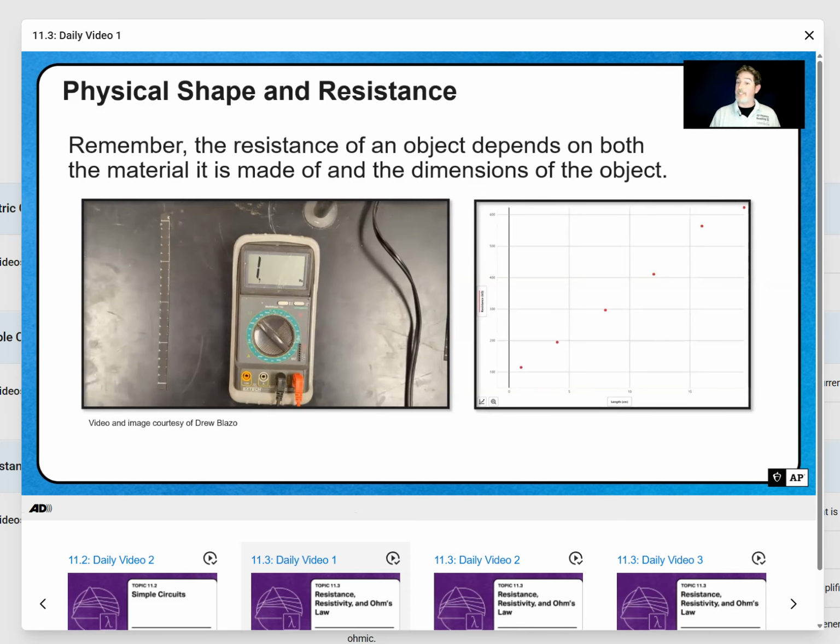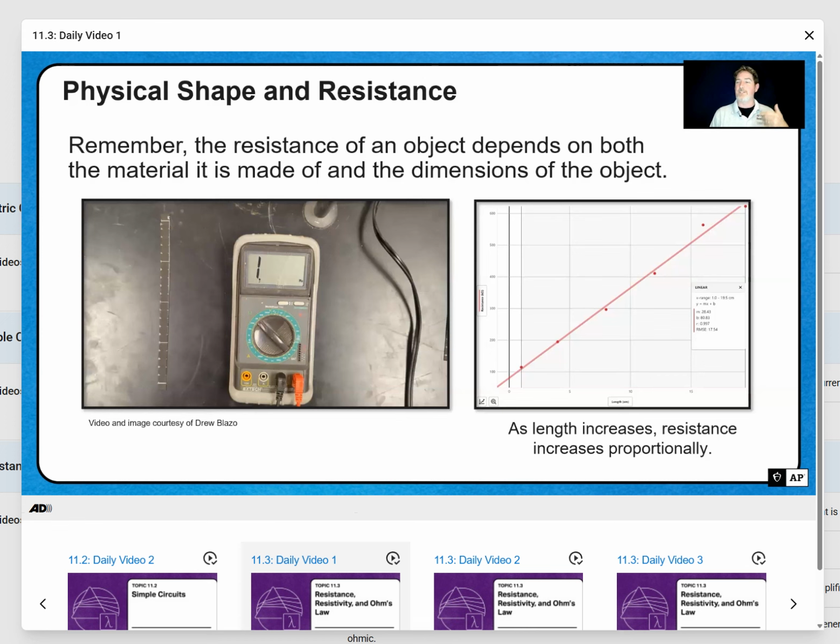If we were to plot this data and then slide a best-fit line through it, we can see it's pretty linear. And it shows us that length increases the resistance of a material. So the longer the distance that the electricity has to flow through the material, the greater resistance you will have to the flow of electricity.